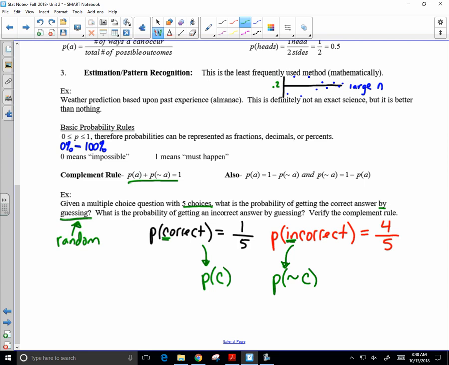Now the rule up here tells us that if I take these two things and add them together, I'm going to equal 1. The complement rule has P of A and P of not A. It doesn't always have to be A. A represents some event. I just chose to denote my event with the letter C here instead of A. That's not a big deal. So we have 1 out of 5, and we have 4 out of 5, which is 5 out of 5, which is 1. Just the simple math gets us to a result of 1.